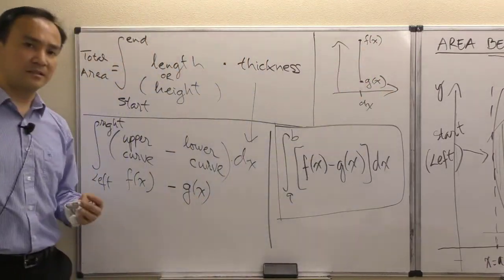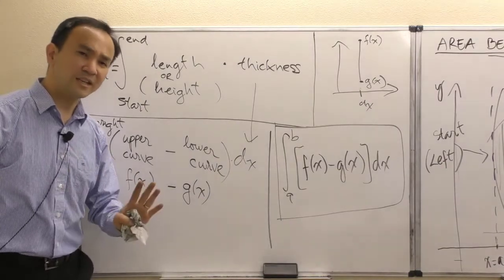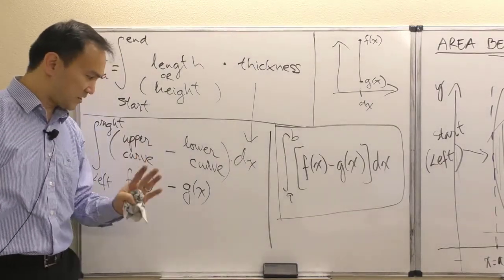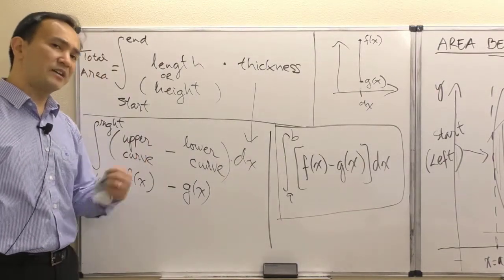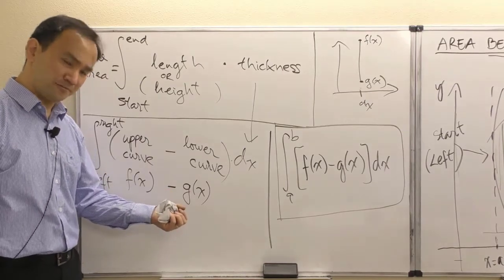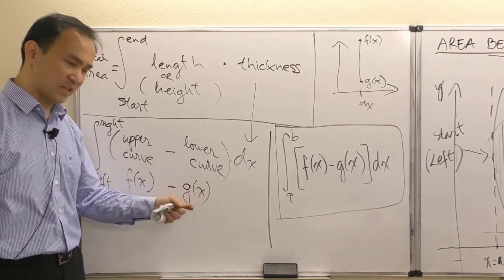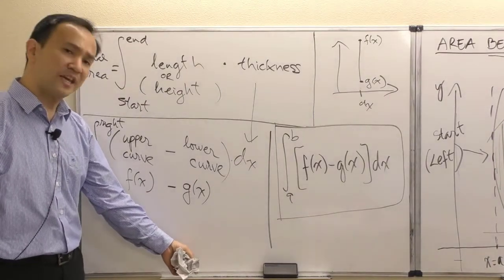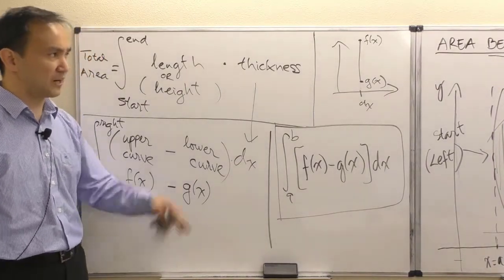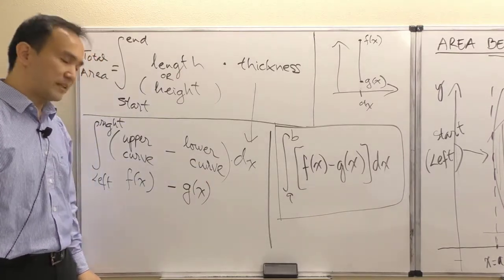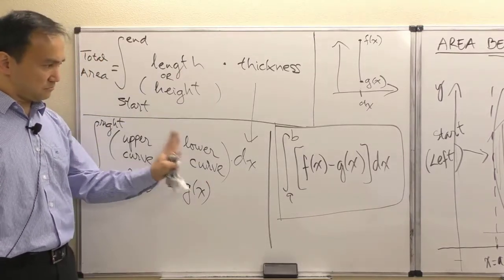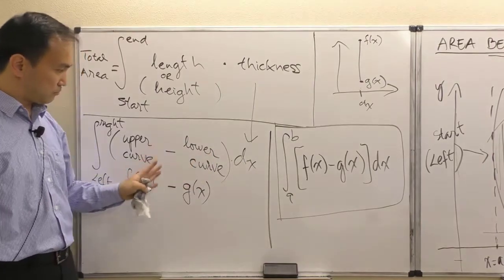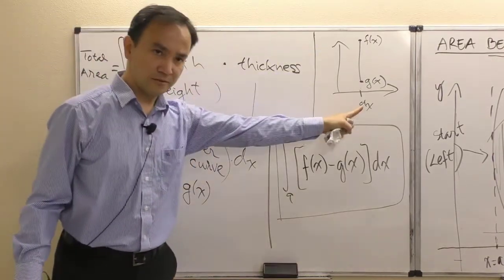Okay, and right now we're completely looking at the picture, based on the picture. And when we later get into some actual examples, I will point out even more tips and hints so that you can identify your upper and lower curve even more effectively. Okay, so that's the situation where you're putting your stripes vertical.